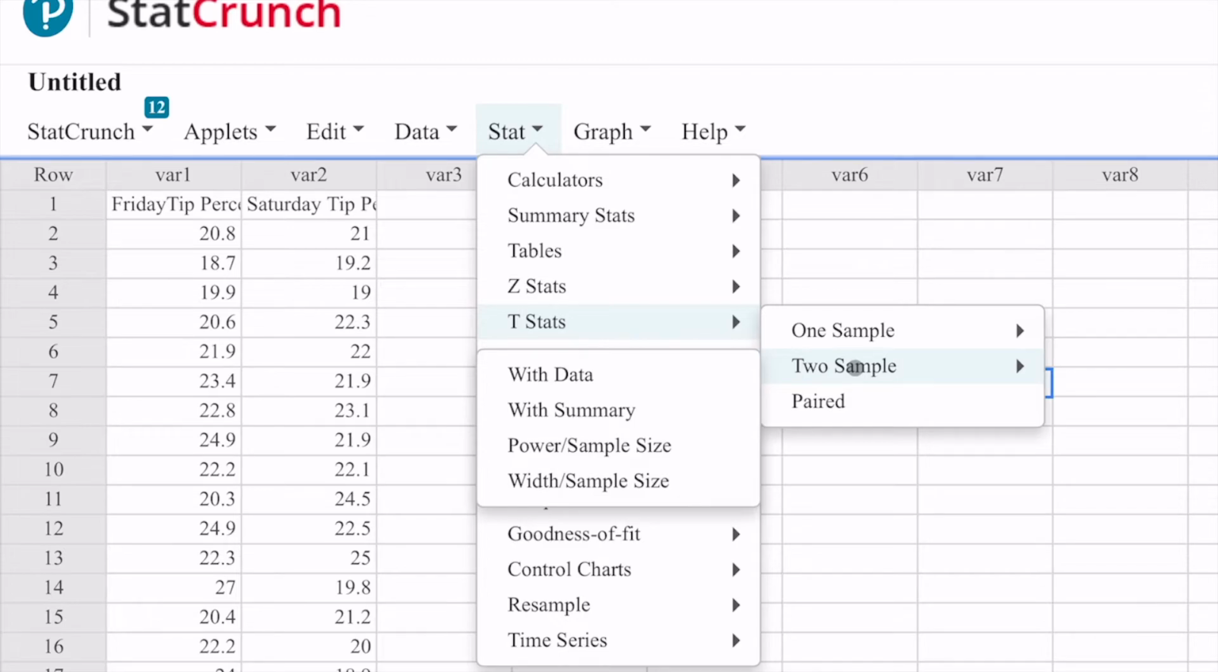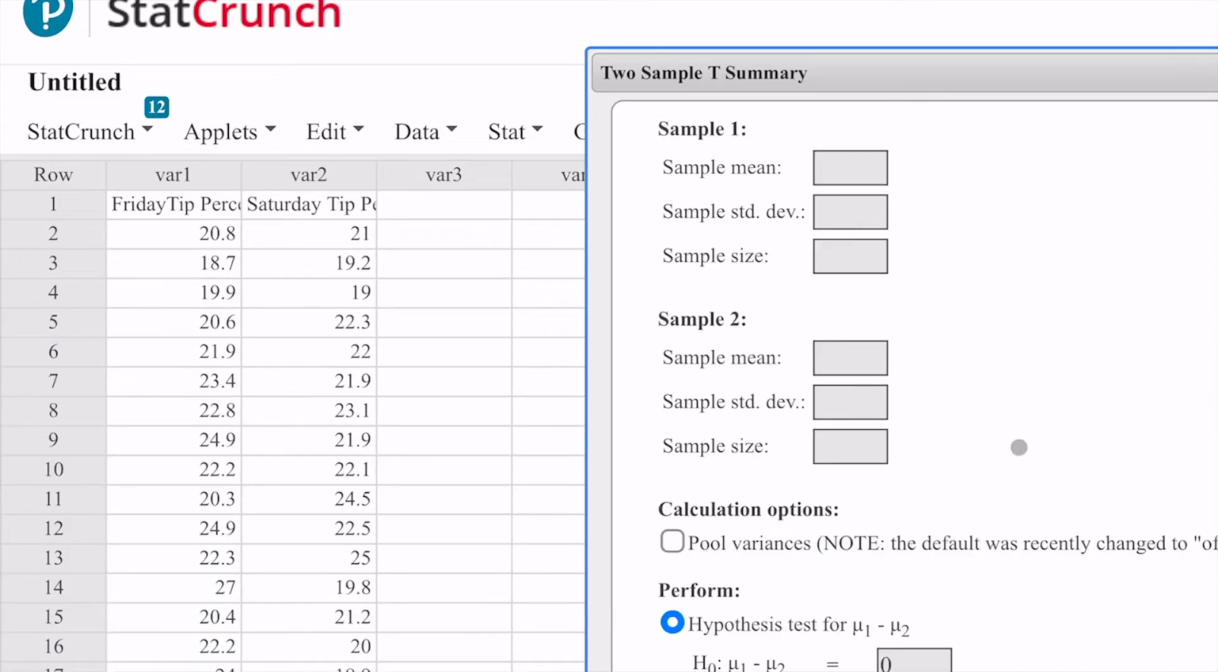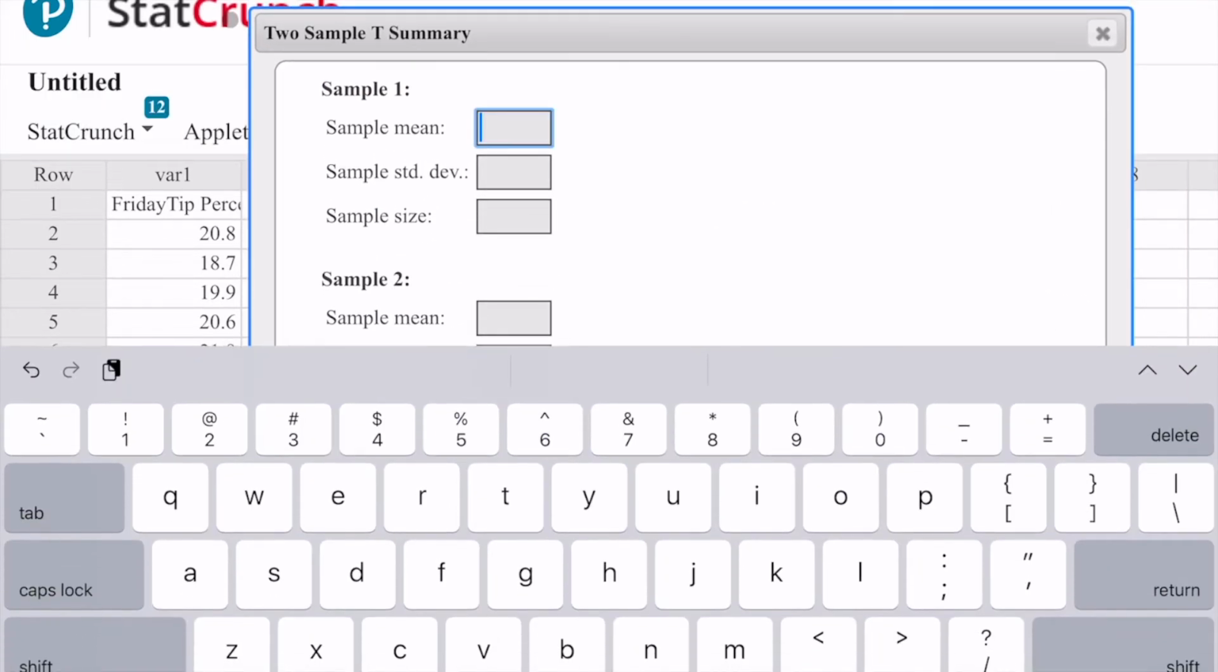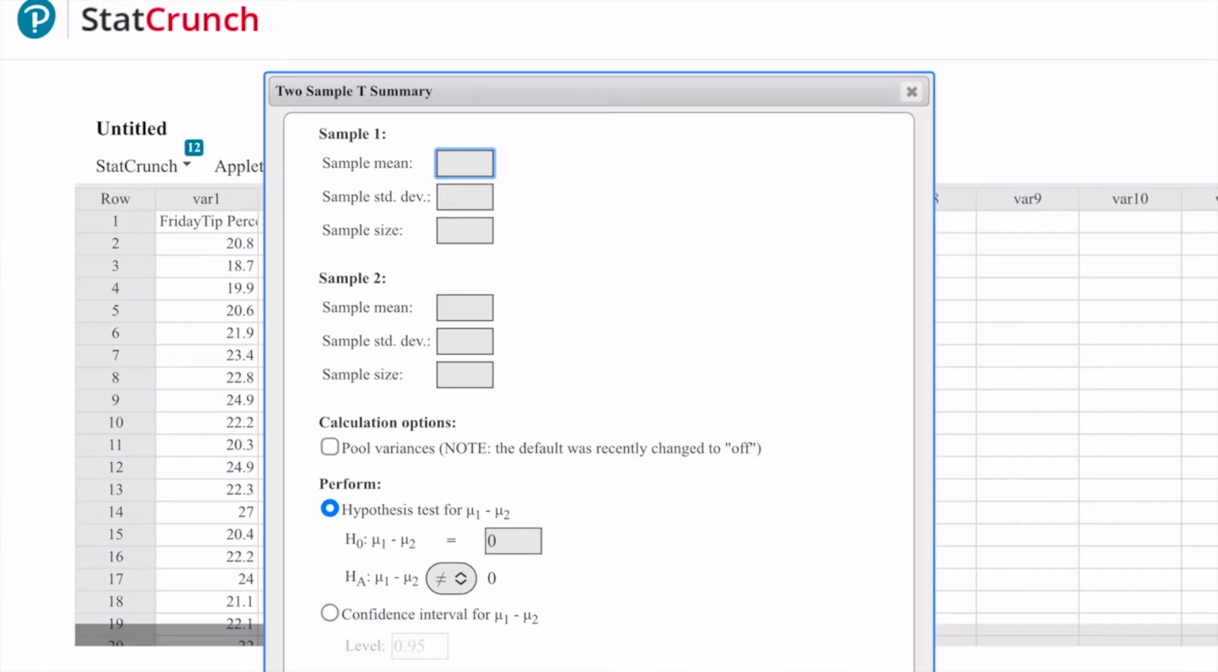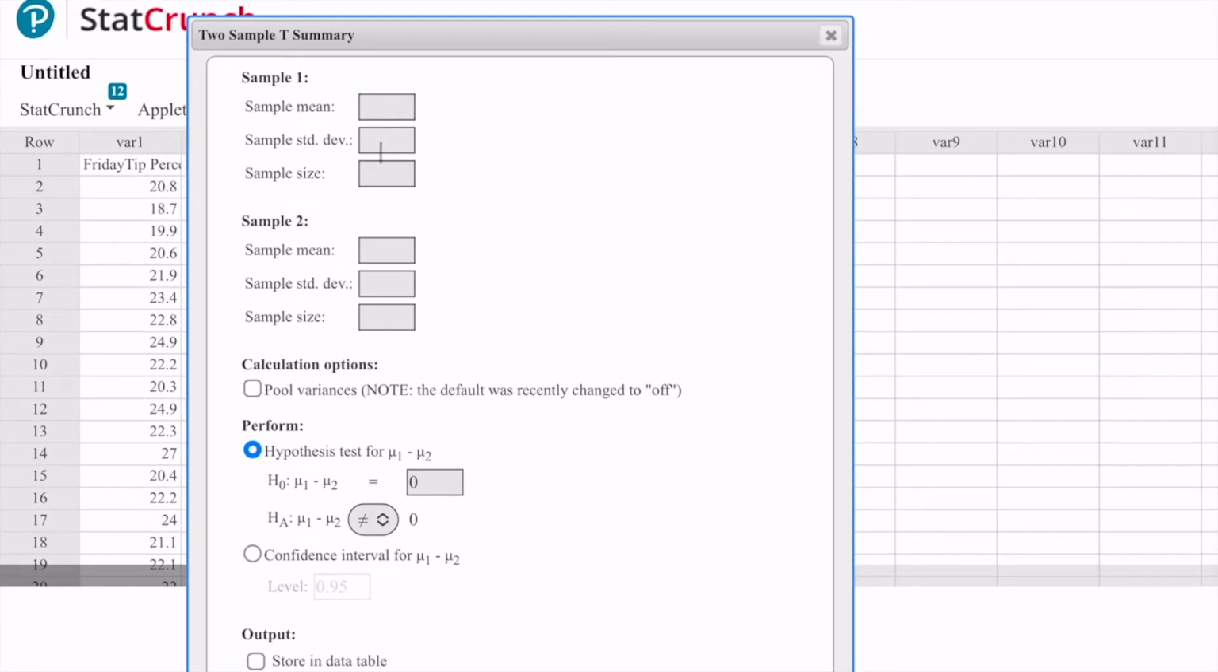In our particular example, and this is the only example I'll do in this video, we have the data. But let's quickly look at what happens if we didn't have the data, but they gave us the summary information. What I mean by that is they told us the mean and standard deviation of the Friday tips, and the same for Saturday, as opposed to the data set. Let's look at that really quickly. You'll see here it doesn't ask for anything egregious, right? We need to give it the sample mean for group 1, the sample standard deviation for group 1, and the sample size for group 1, and then repeat the same thing for group 2. The mean for group 2, the standard deviation for group 2, and the sample size for group 2. And then, okay, this pool variances.